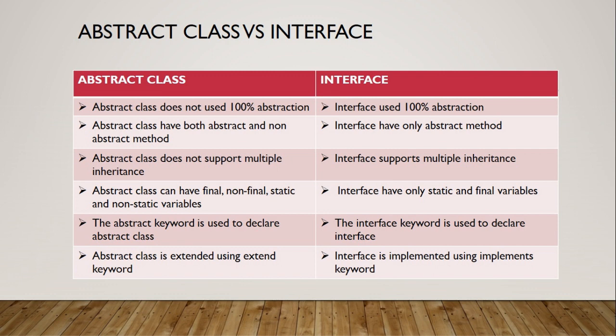Let's move to another point. The abstract keyword is used to declare an abstract class. We need to use the abstract keyword to declare an abstract class, whereas the interface keyword is used to declare the interface. An abstract class is extended using the extends keyword. To extend an abstract class, we need to use the extends keyword, whereas an interface is implemented, and to implement this interface we need to use the implements keyword.